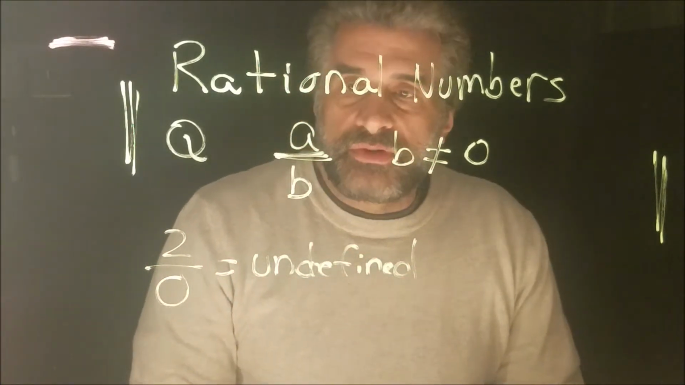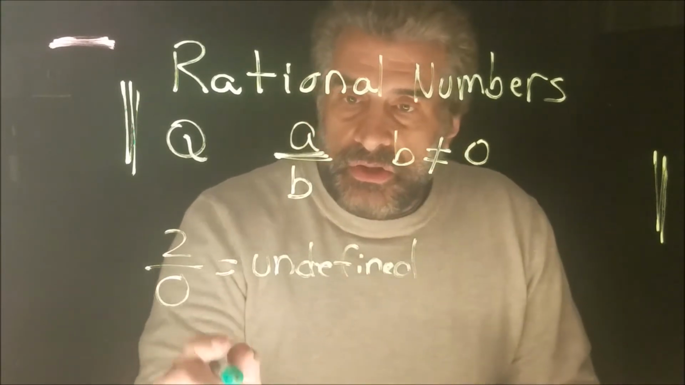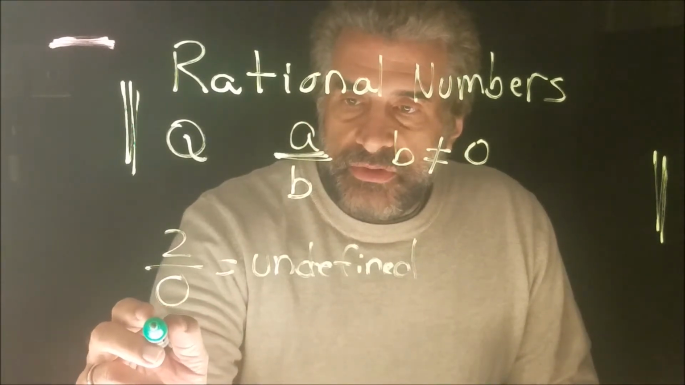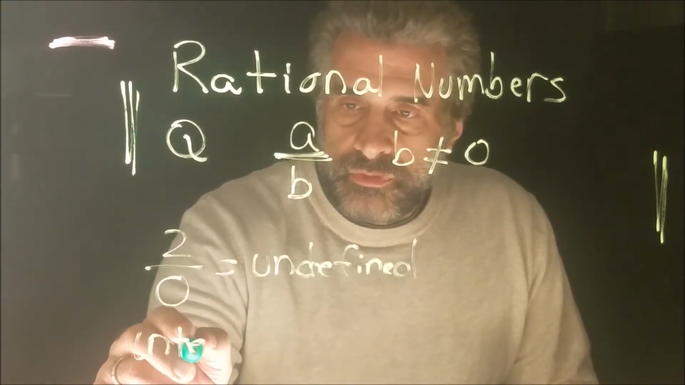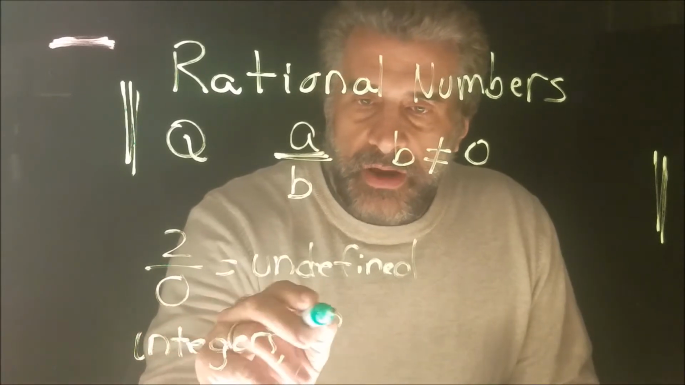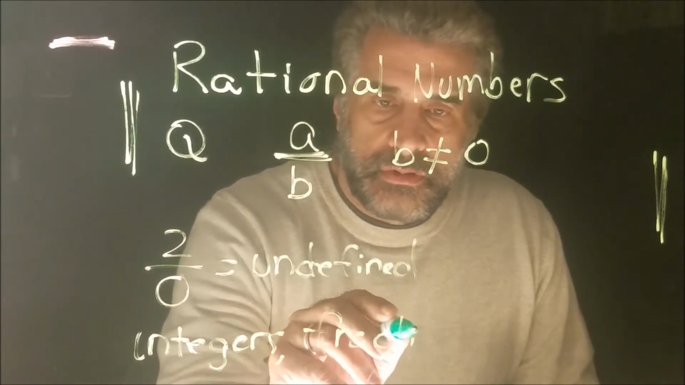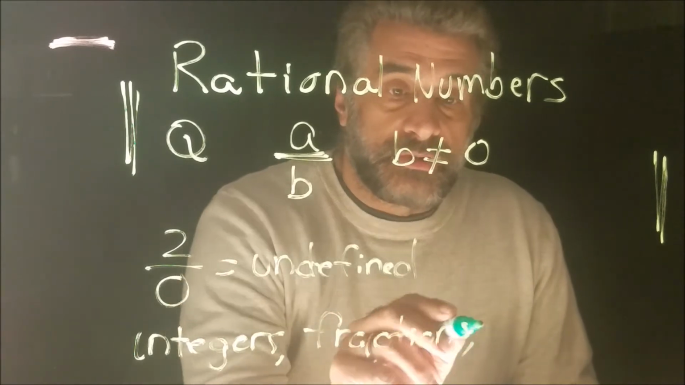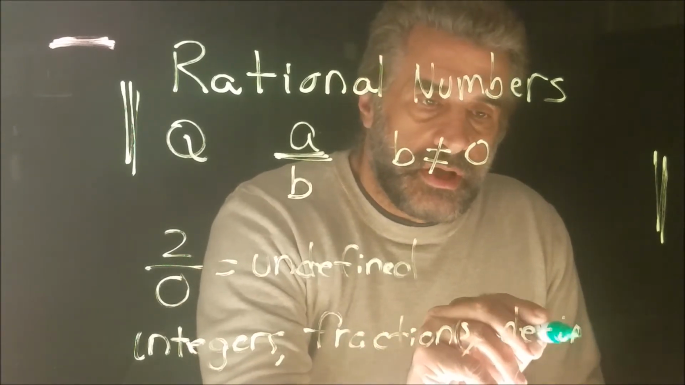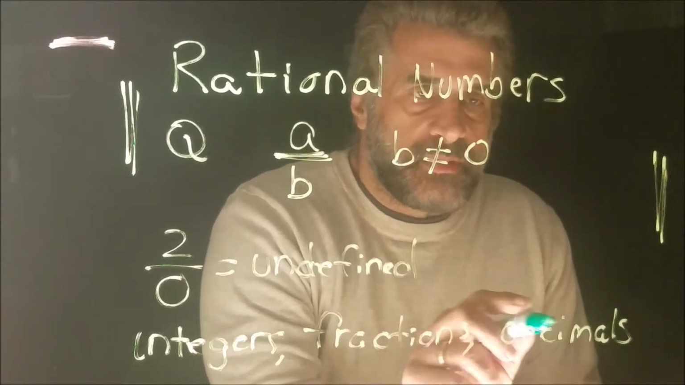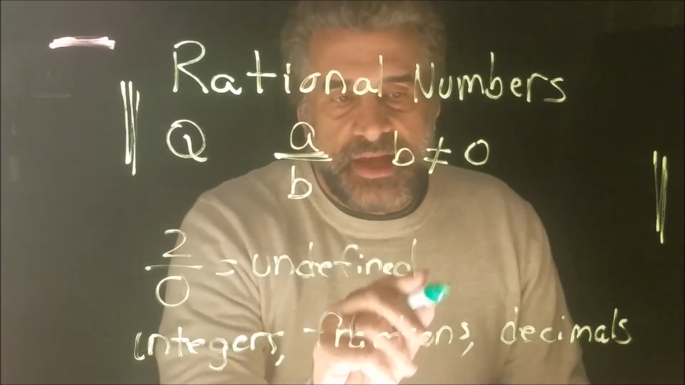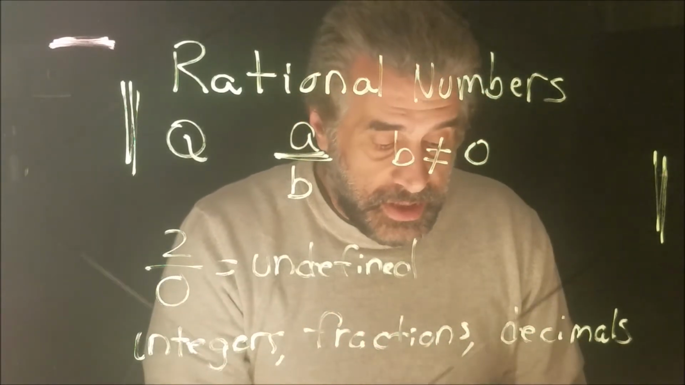So rational numbers have to do a few things. So, one, rational numbers are integers. They are fractions. And guess what? They're also decimals. And all rational numbers can be made into decimals. And the decimals have to do a few things. So let's look at a few.